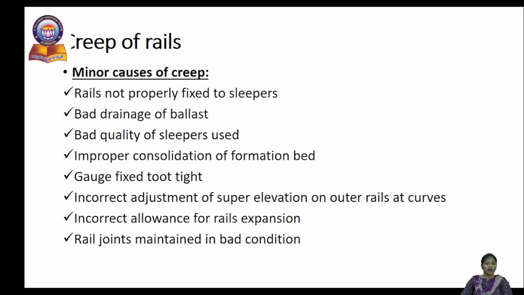So the minor causes are when the rails are not properly fixed to sleepers, bad drainage, bad quality of sleepers, improper consolidation of formation, and gauge: if the gauge is fixed too tight and the rail is not allowed to move freely due to temperature changes, then also creep occurs. Incorrect adjustment of super elevation at outer rails, incorrect allowance of rail expansion, and rail joints maintained in bad condition, all these are the minor causes of creep.